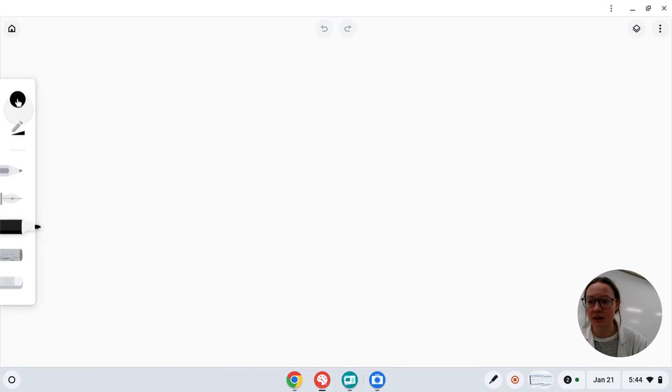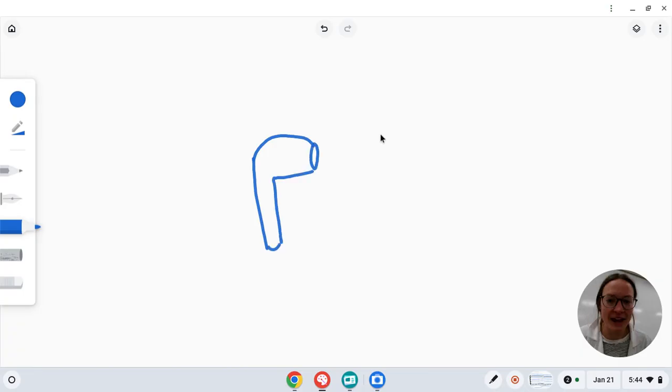Here, see how I do? Yes. Here I have drawn an AirPod. Now watch this. Now it's an AirPod Pro.